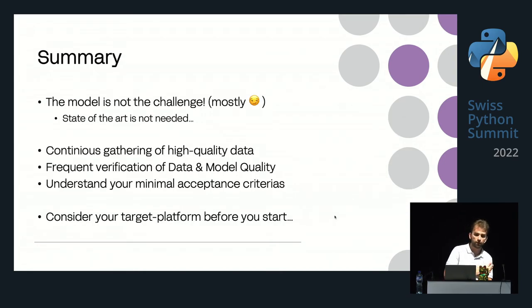So to summarize my talk, because I think I have like 1 minute left, the model in the industry is not the challenge, mostly. You don't need state of the art, mostly. But what is important, try to gather continuously high quality data, do frequent verification of your data and your model quality. Understand also what is the minimal acceptance criteria, like what is needed in order to fulfill the task. And consider your target platform before you start. AWS, Google is fine, but maybe it runs on IoT.